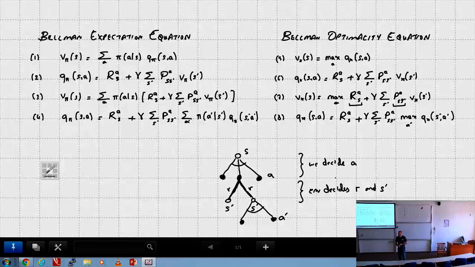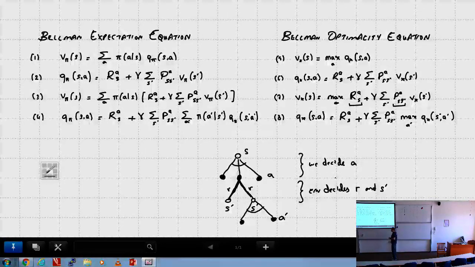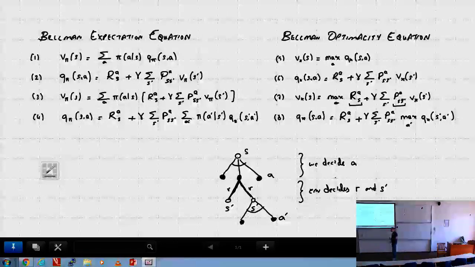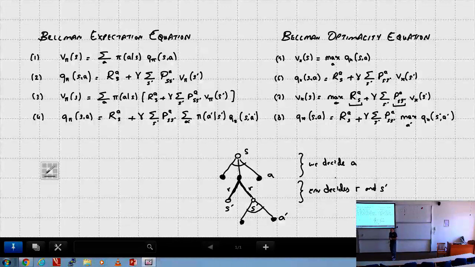In sampling, we don't add up all possibilities, we just live through one possibility and use that value for backing up, either using the Bellman expectation equation or the Bellman optimality equation. Last lecture we saw two ways of solving the prediction problem. Remember, the prediction problem is, given a policy, what's the value of each state? Control is, given a problem, what's the ideal policy and ideal value function?